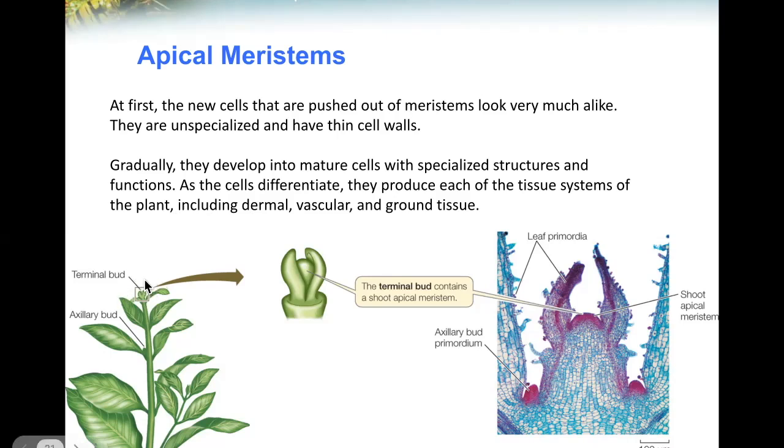The tip here is the terminal bud. Here's an axillary bud, also a meristem. The terminal bud contains a shoot apical meristem. These are leaf primordia, and this is an axillary bud primordium, 100 microns, very small.